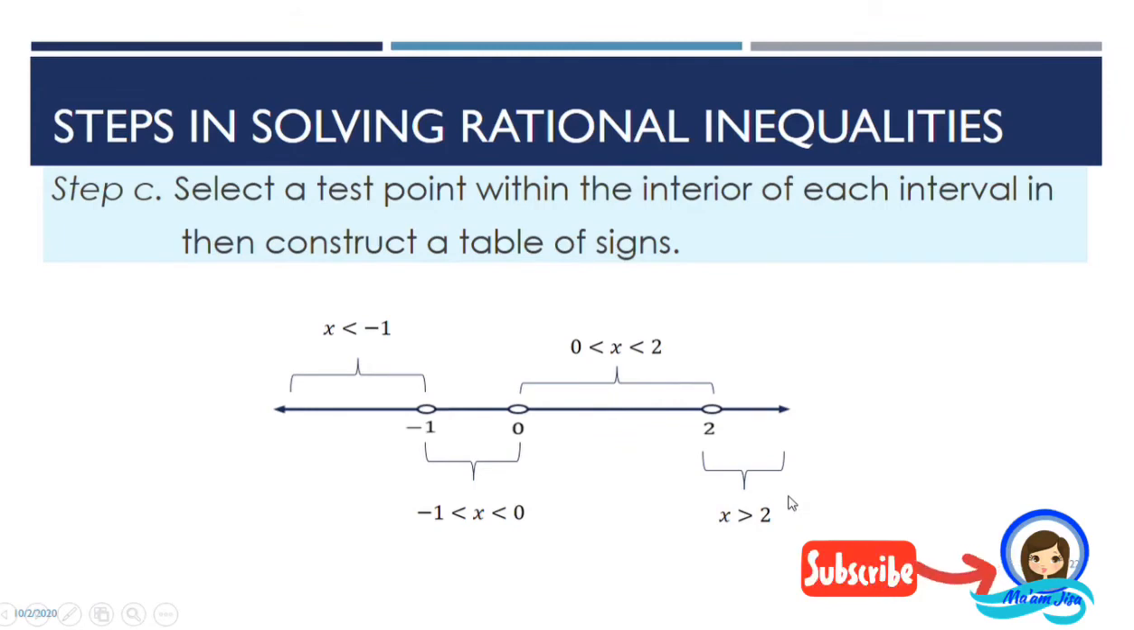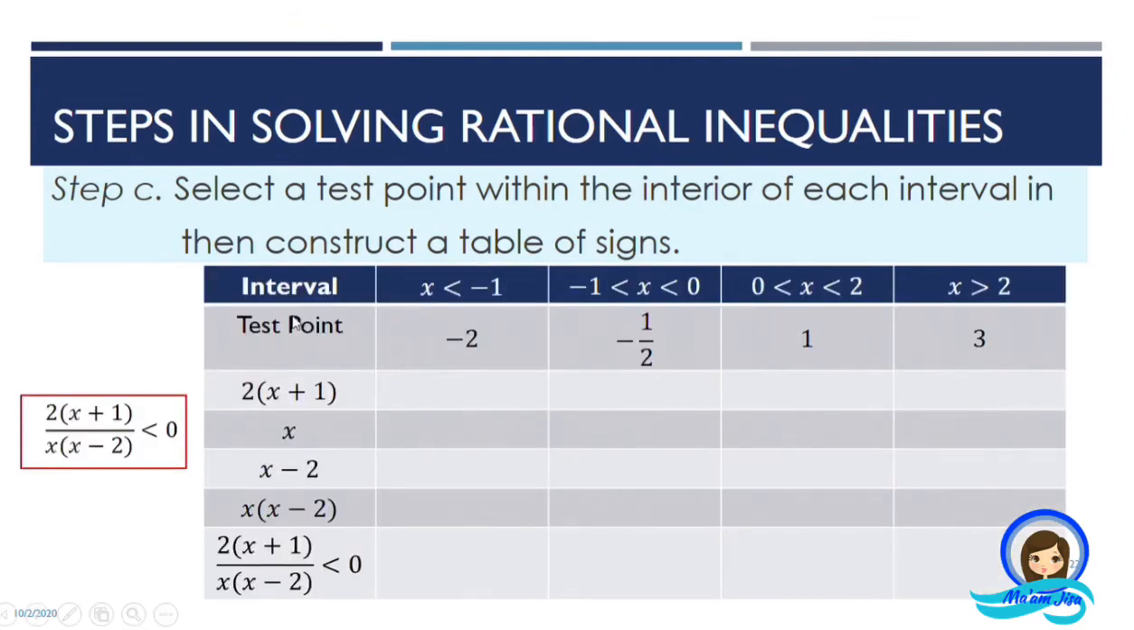Now, on our table of signs, we have here our test points. Let's check whether the test points are within the interior of each interval. So is -2 within this interval? Yes. Is -1/2 within the interval -1 and 0? Yes. We can also use -1/3, -1/4. It depends on you. What about 1? Is it within the interval 0 and 2? Yes. And for x greater than 2, we will be using the test point 3. So let's begin with our signs.